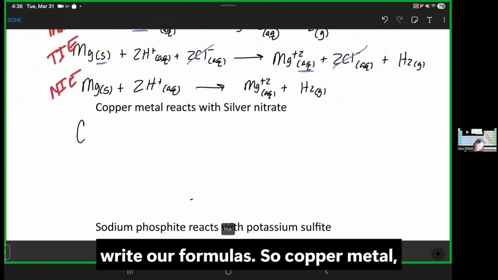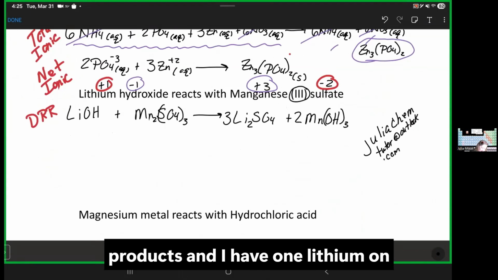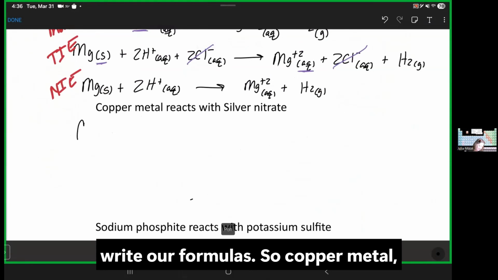So if I balance that, I get that. What you'll notice is there is no aqueous. There's nothing aqueous in a decomposition reaction. So there are no net ionic equations with decomposition reactions, because decomposition reactions don't involve any aqueous solutions. There's nothing to split.